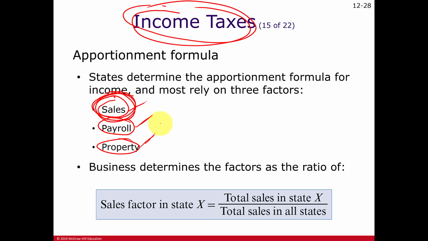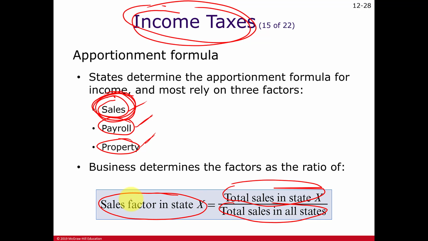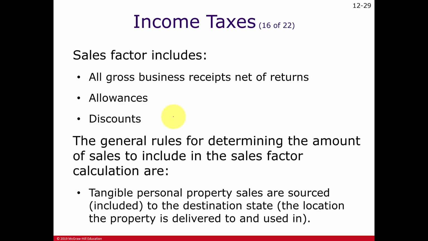So if you take a look at the sales made in that one state compared to the sales for the whole company in all the states, that fraction, that factor, is now used to allocate your state tax base. Okay, and again, you do the same thing for payroll and do the same thing for property.